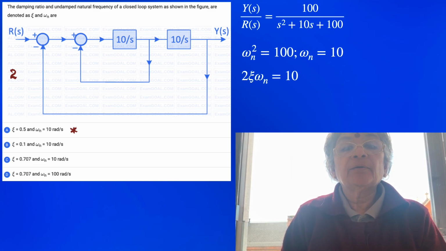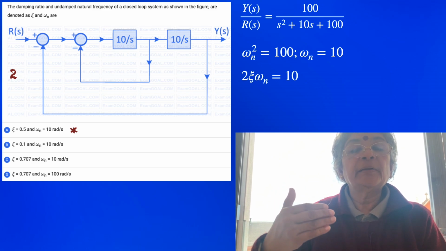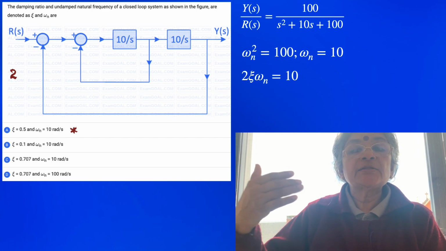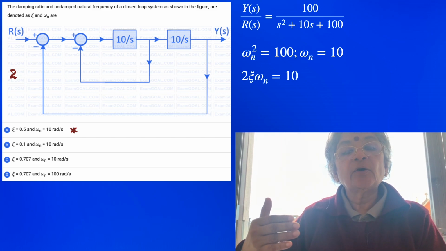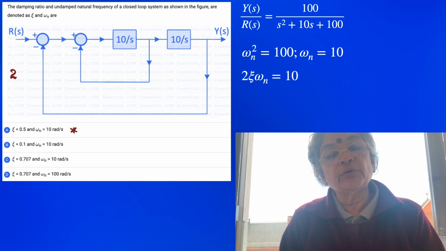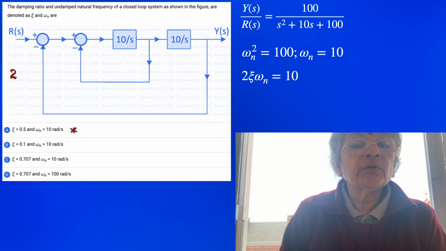We see that omega n square divided by s square plus 10s plus 100, that is 100 divided by s square plus 10s plus 100, is the same as omega n square divided by s square plus 2 eta omega n s plus omega n square. So omega n square is 100, omega n is equal to 10. And 2 eta omega n is equal to 10. Okay.